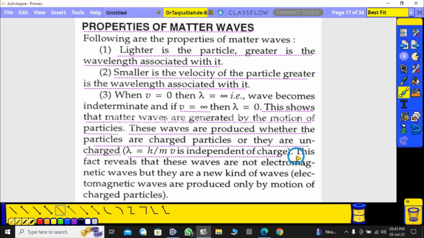This fact reveals that these waves are not electromagnetic, but a new kind of wave. Electromagnetic waves are produced only by the motion of charged particles. So this is the first slide. Now we are going to the second slide.